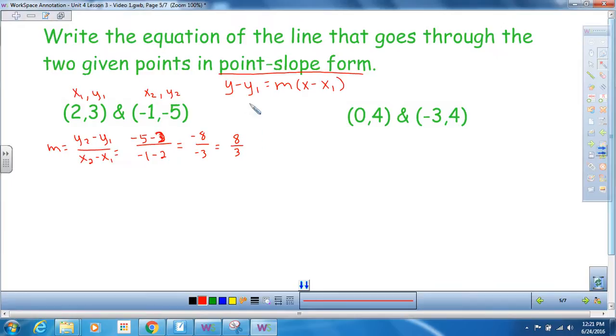Now I have an m, I have a slope, and I have at least 1 point. I actually have 2. So now that I have a slope and a point, I can plug it in. So y minus y1, which is 3, equals m, which I just found was 8/3, and then x minus x1, which is 2.